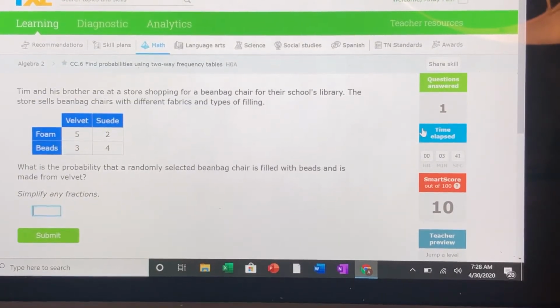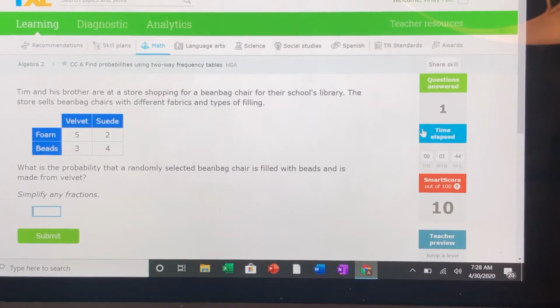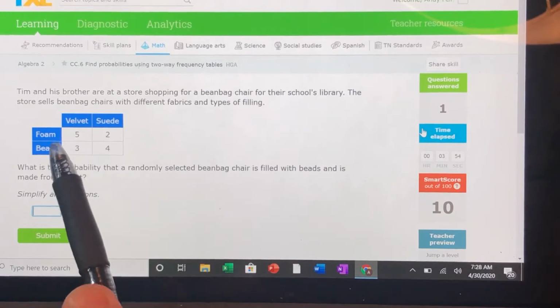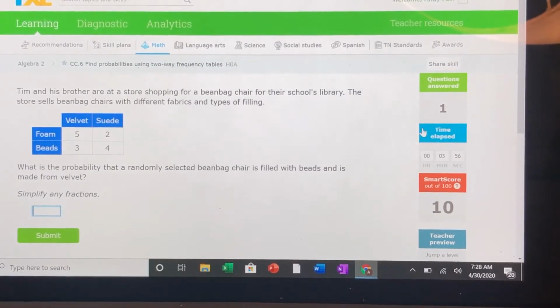Tim and his brother are at a store shopping for a beanbag chair for their school's library. The store sells beanbag chairs with different fabrics and different types of filling. Okay, so we have velvet and suede, foam and beads. What is the probability that a randomly selected beanbag chair is filled with beads and is made from velvet?